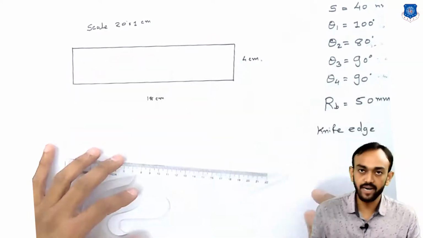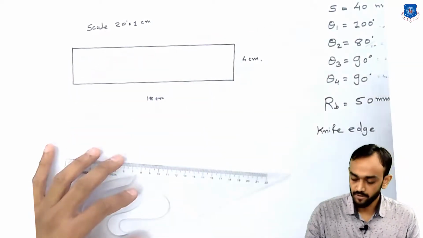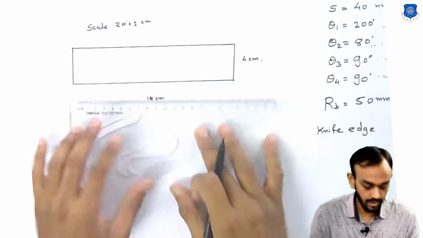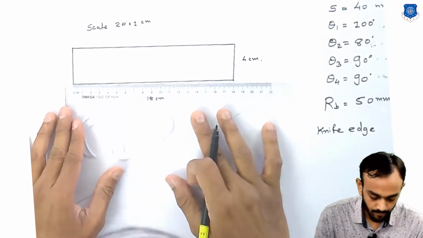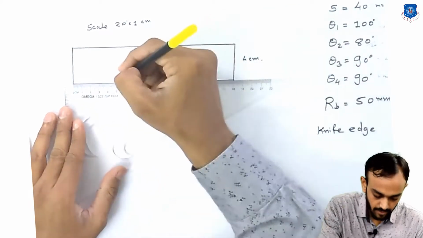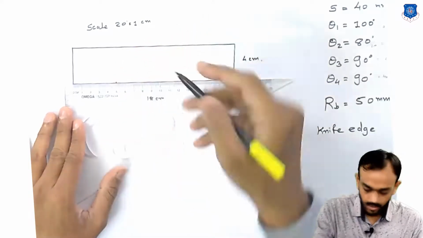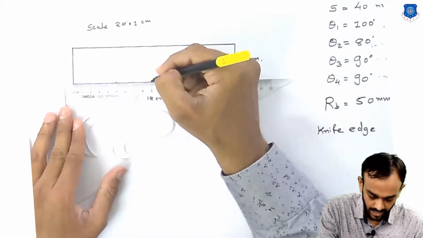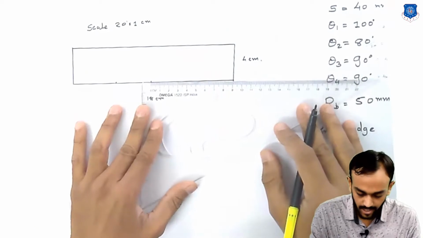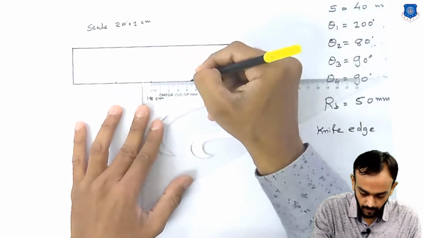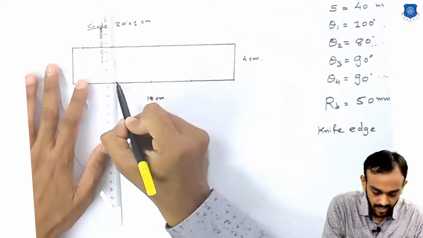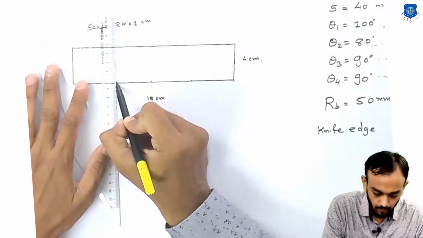Now we will divide this rectangle into 4 parts: 5, 4, 4.5, 4.5. So let's check this. First 5 centimeters, then 4 centimeters, which means 9, and from there 4.5 and 4.5. So let's divide it into 4 partitions.